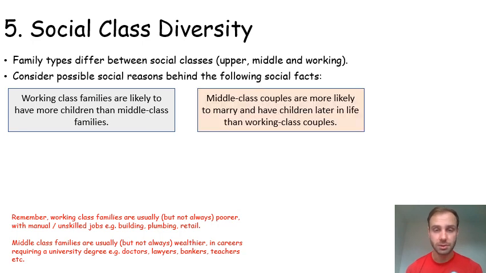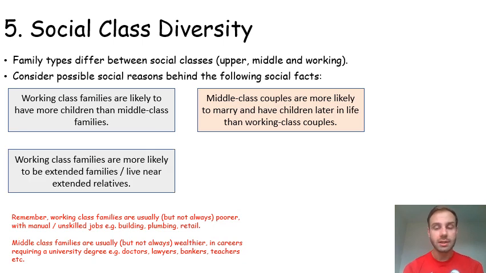Middle class couples, on the other hand, are more likely to wait to get married and have children later in life. So maybe they're a bit more focused on their career, and maybe they want to earn more money sooner than having marriage and kids, and therefore they will maybe wait into their 30s until they're married, and in their 30s until they have children as well. So working class couples often have children sooner than middle class couples do.